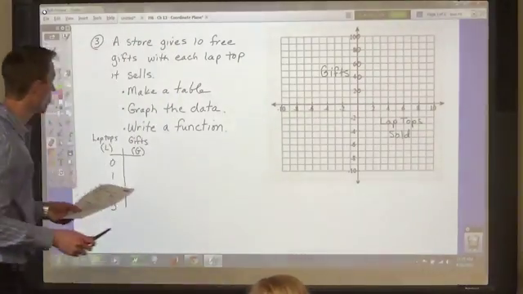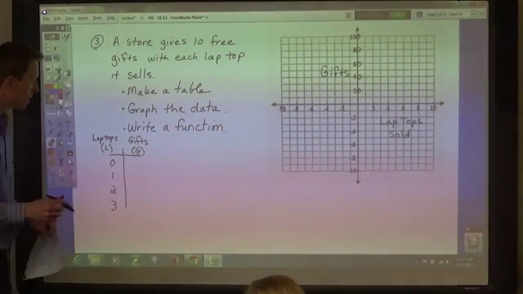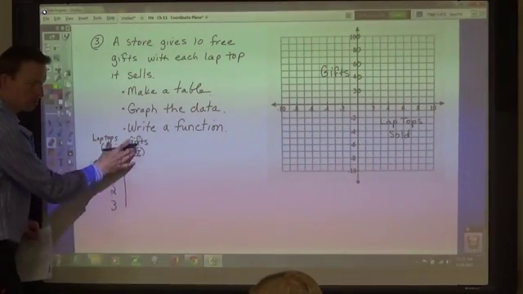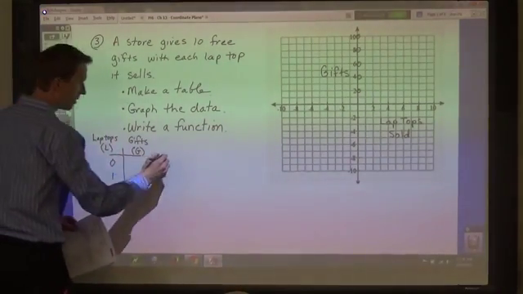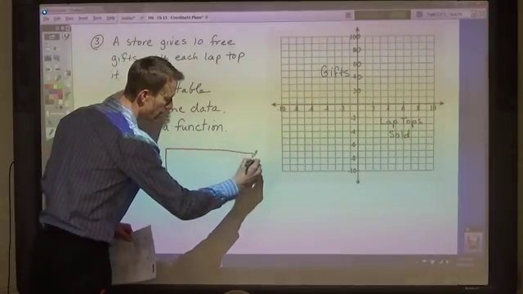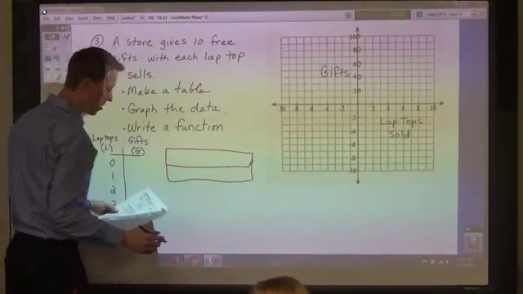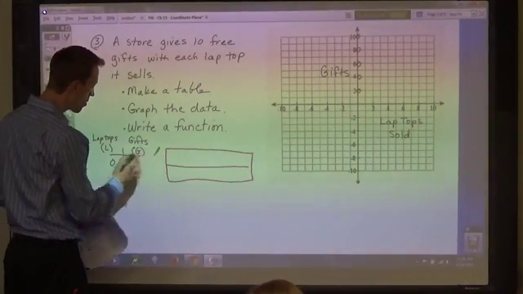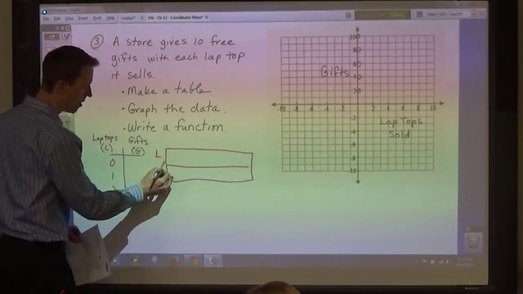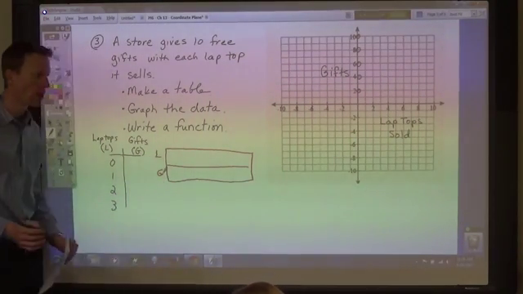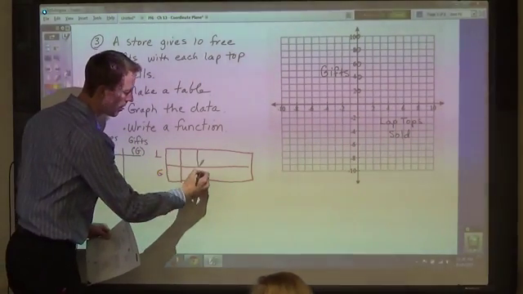So, let's start with the first part. It says to make a table. Look up here. Now, a table oftentimes goes this way. The one in your book or in the assignment goes this way. So we'll use this. Okay? The first one is L for laptops, and the bottom one will be G for the number of gifts that you get. Okay? So here's our box.